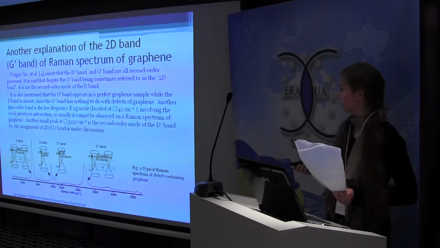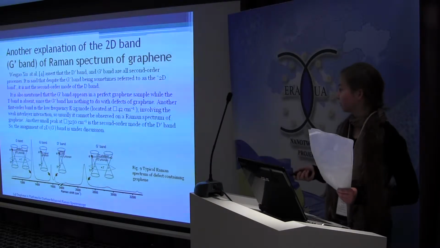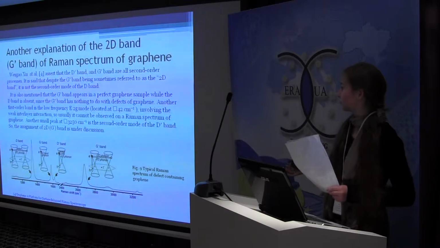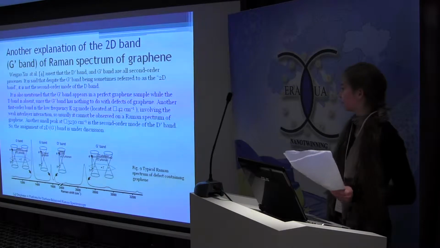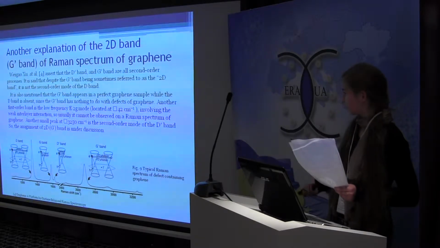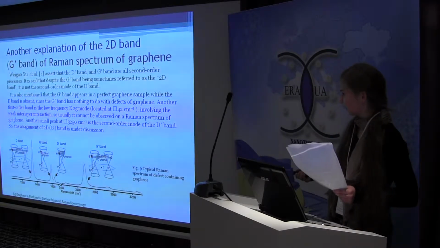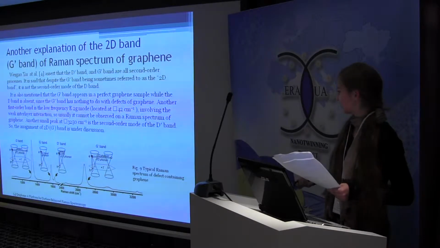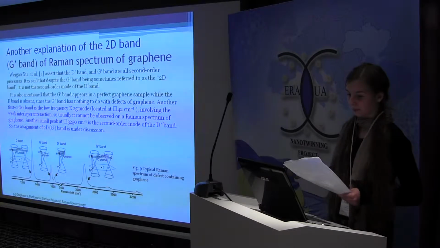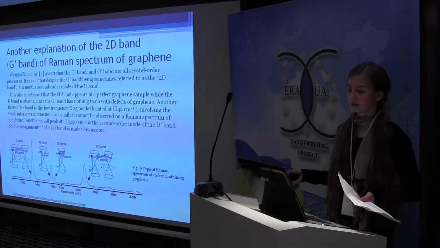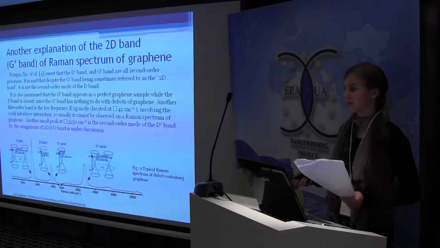Another first-order band is the low frequency E2D mode, involving the weak inter-layer interaction, so usually it cannot be observed on the Raman spectrum of graphene. You can see the spectrum: the G band, G prime or 2D, and D prime. But now the assignment of the 2D band is under discussion, so we can't say exactly.